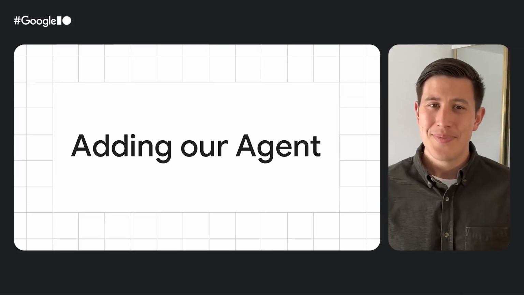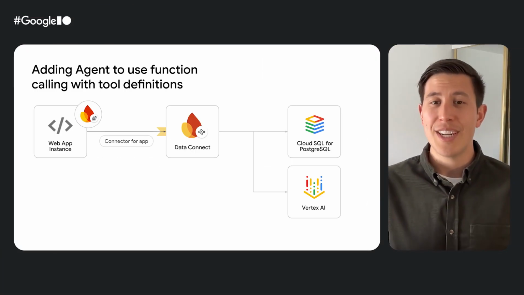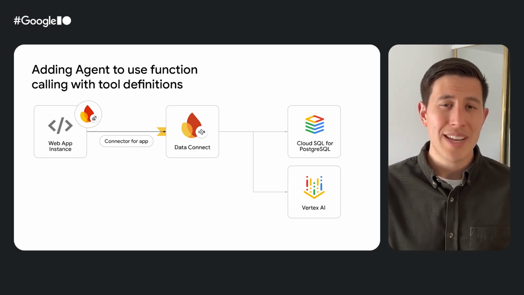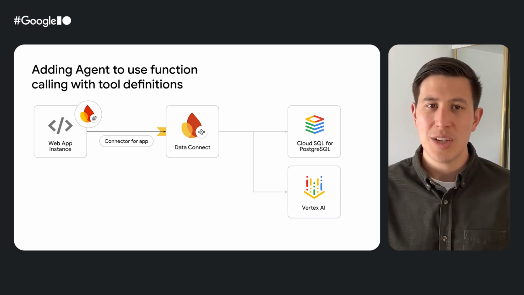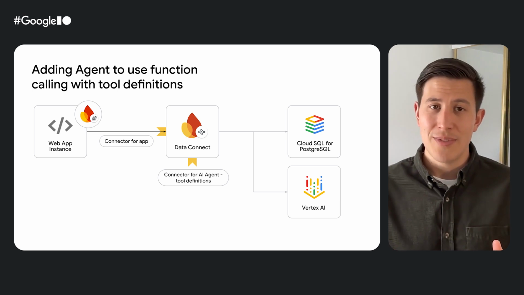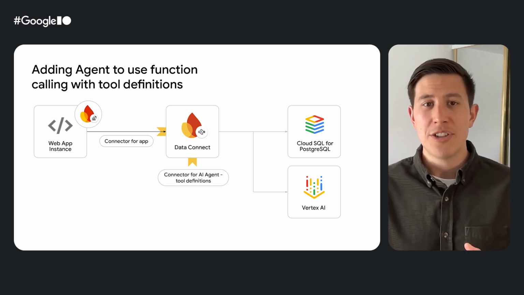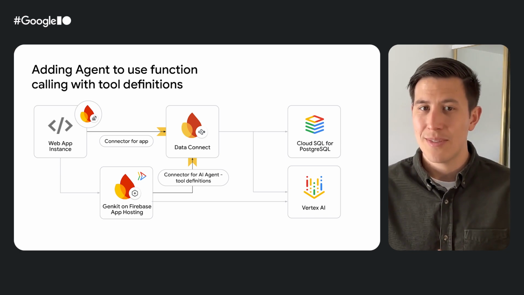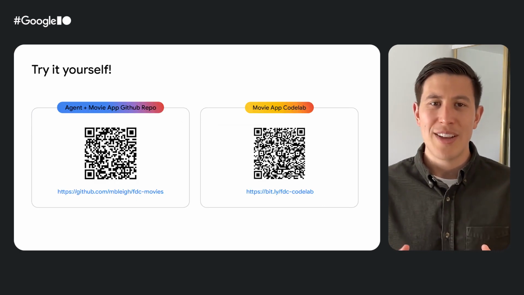Happy to, Michael. We started off by building a connector on Data Connect that enables the web app to execute queries and mutations that read and write to Cloud SQL and execute semantic search with vector embeddings. We just created a new connector that contains tools that our agent on GenKit can call to power our movie agent experience. We encourage you to try this out yourself.